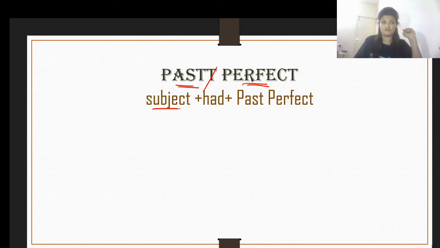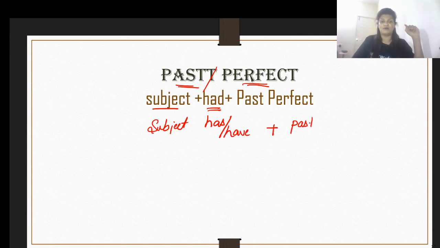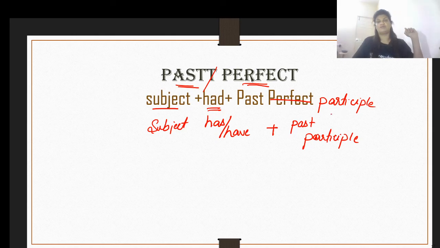We take the subject first, and soon after the subject, we take had. When we were discussing present perfect, I told you we use the subject, we use has and have, and we then use the past participle. It is past participle, not past perfect, guys. So this is not present perfect that we are discussing. When we were discussing present perfect, this is what we use, but for past, the past tense of has or have is had.